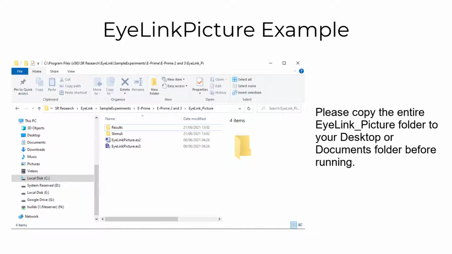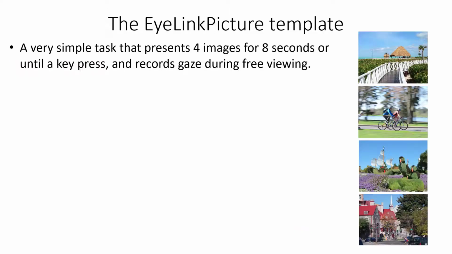So let's take a look at the EyeLink picture example. After installing the EyeLink Developers Kit, it can be found in the ePrime subfolder of the EyeLink Sample Experiments folder. You may not have the right permissions in this folder, so to run the project, please copy it to somewhere like your Documents folder or desktop first. The EyeLink picture task is a very simple task that presents 4 images of different sizes and for each image records gaze for 8 seconds or until a key is pressed.